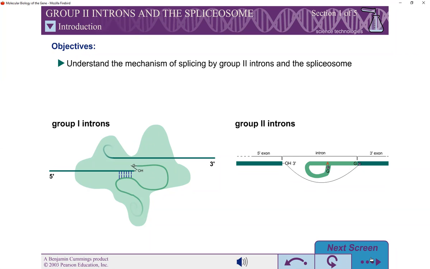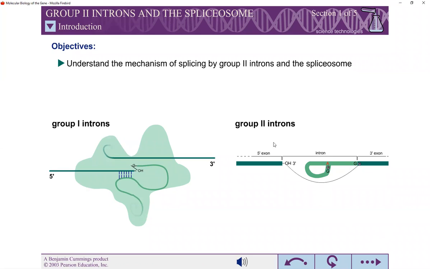So what are group 2 introns, and how do group 1 and group 2 introns catalyze the process of splicing? We will have to visualize that. Group 1 introns have a completely different structure compared to group 2 introns. The structures that we have already seen have conserved residues present in group 2 introns. They can be GUAG or AUAC.